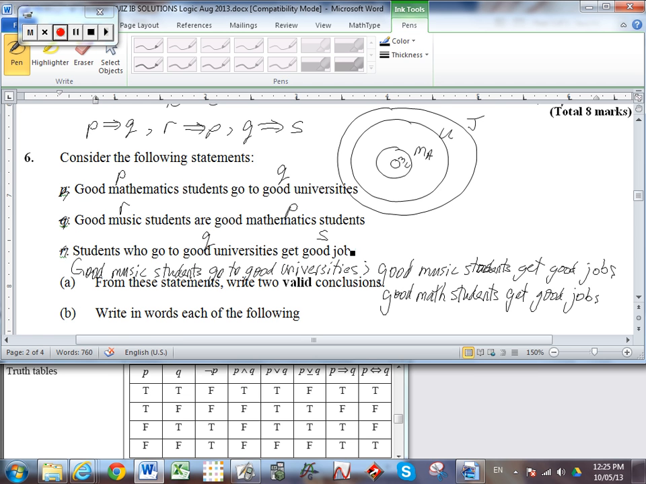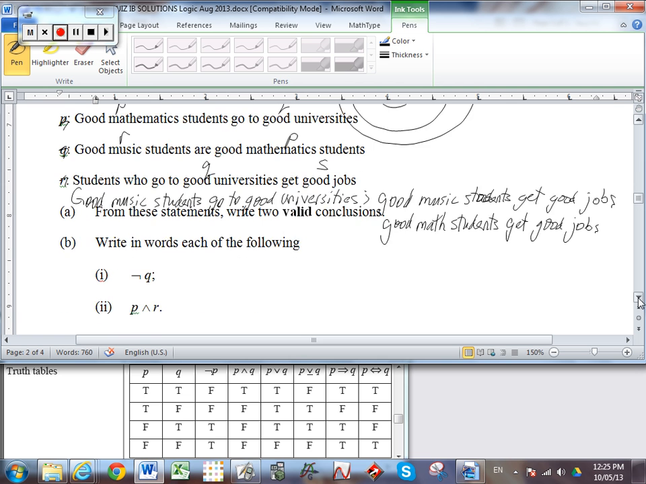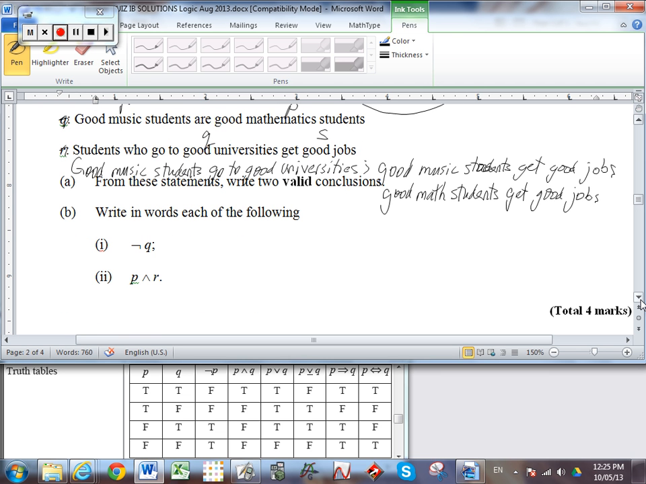Alright, part B. Write in words each of the following. So we're taking not Q. Let me just remember what P, Q, and R were. So not Q: good music students are not good math students.